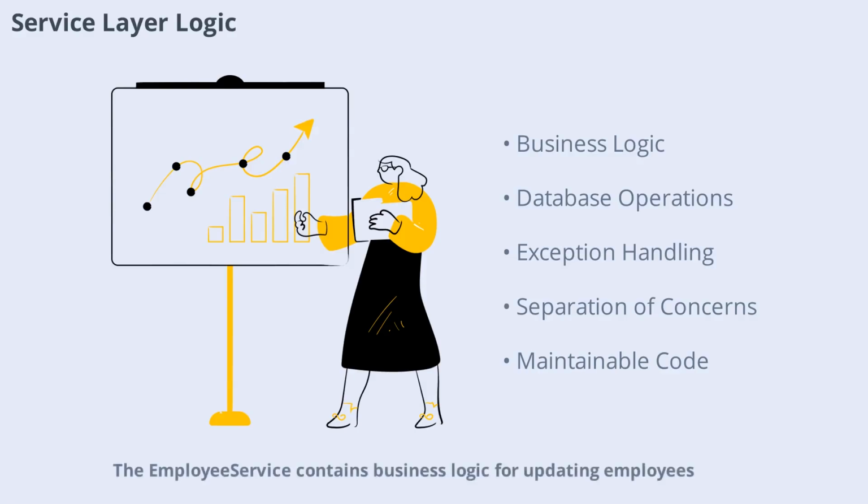The EmployeeService contains business logic for updating employees. It checks if the employee exists, updates their information, and saves changes to the database. If the employee is not found, it throws a ResourceNotFoundException. This separation of concerns keeps your application organized and maintainable.